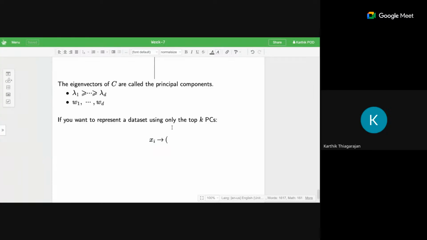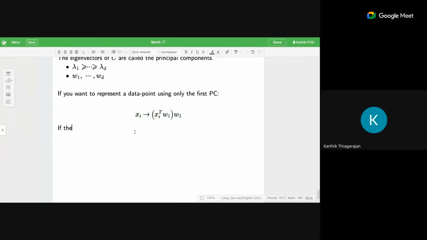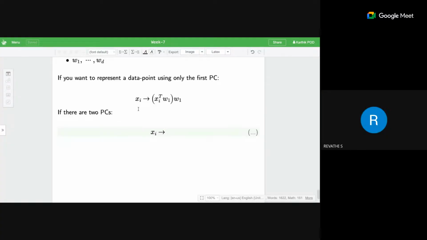If you want to represent a data point using only the first principal component w1, xi will become what? xi transpose w1 into w1. This is assuming that you only have one principal component with you. But in general, let's say if there are two principal components, then what do you think xi will become? xi transpose w1 into w1 plus xi transpose w2 into w2. Exactly, right? This is nothing but the projection. You are just projecting it onto a two-dimensional space now.